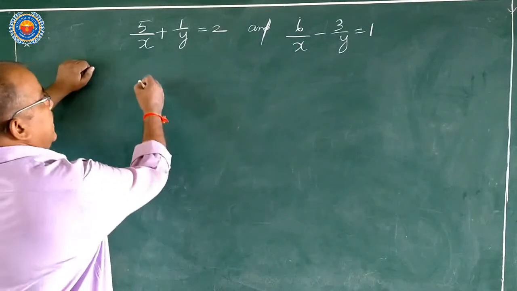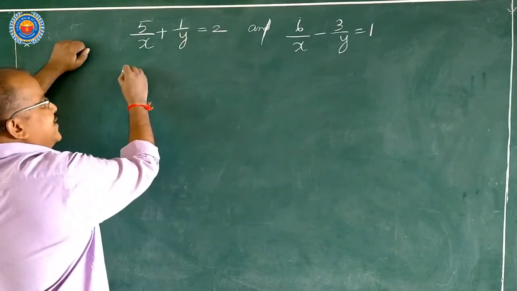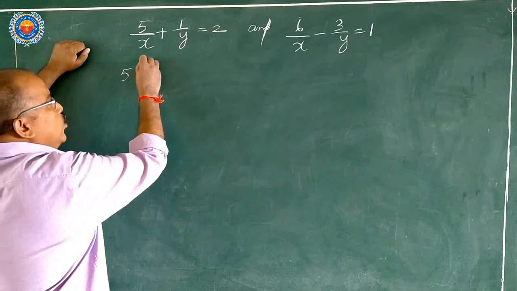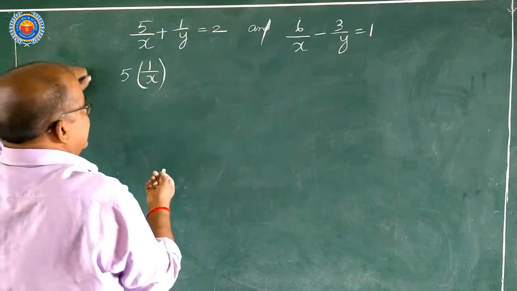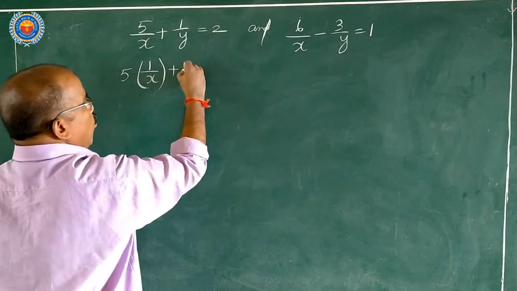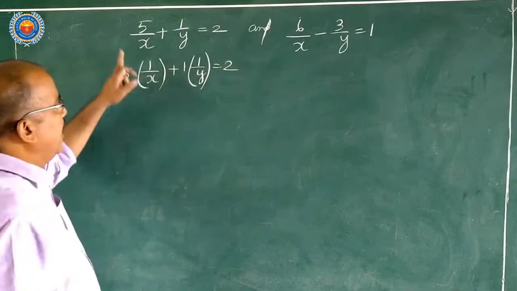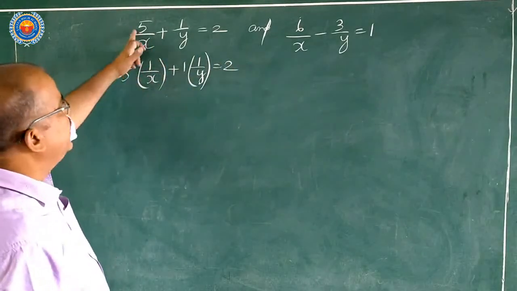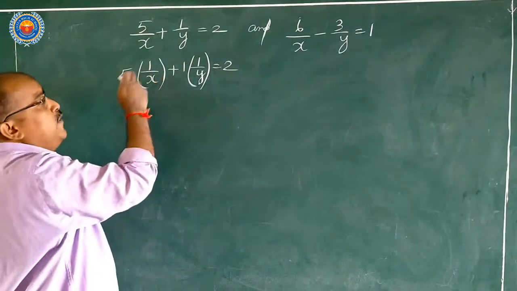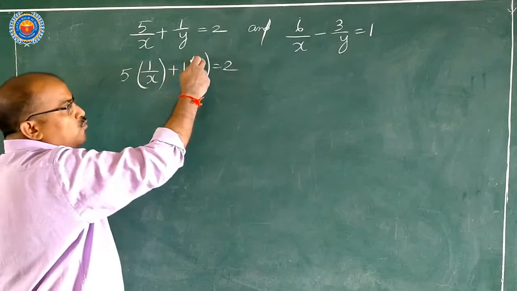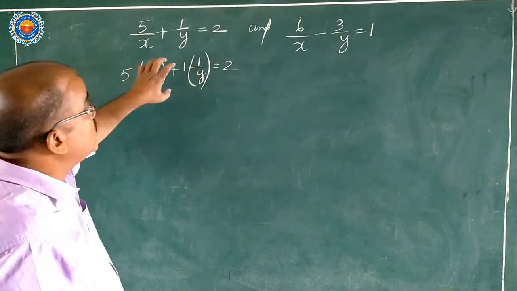First of all, here 5 by x plus 1 by y is equal to 2. So this I am writing as 5 into 1 by x plus 1 into 1 by y is equal to 2. 5 into 1 by x is nothing but 5 by x. 5 into 1, 5 by x. 1 into 1, 1 by y. Understand or not? So 5 into 1 by x plus 1 into 1 by y.